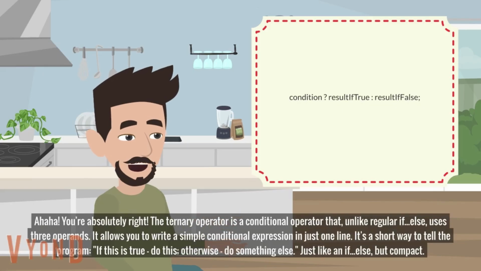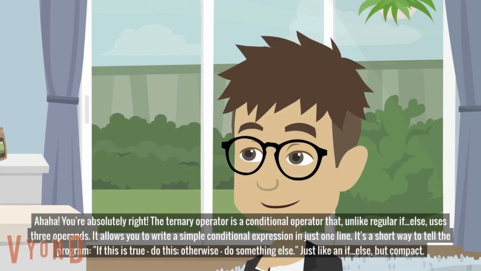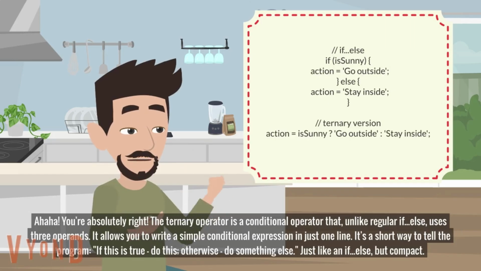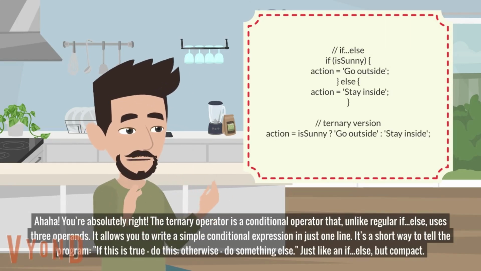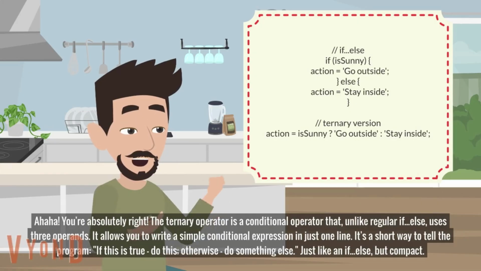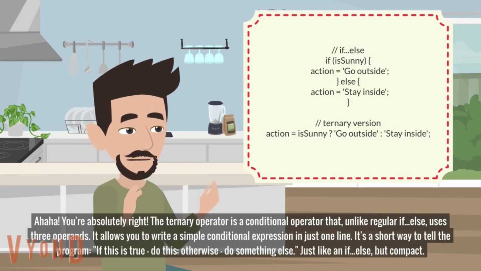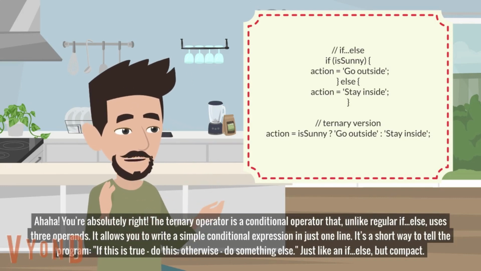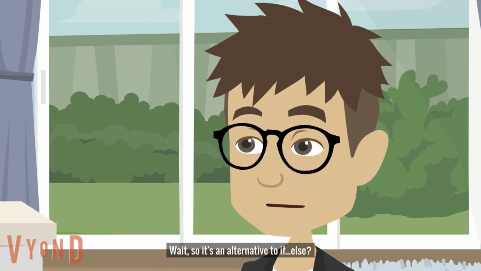Aha, you're absolutely right. The ternary operator is a conditional operator that, unlike regular if-else, uses 3 operands. It allows you to write a simple conditional expression in just 1 line. It's a short way to tell a program, if this is true, do this. Otherwise, do something else. Just like an if, else, but compact. Wait, so it's an alternative to if, else?